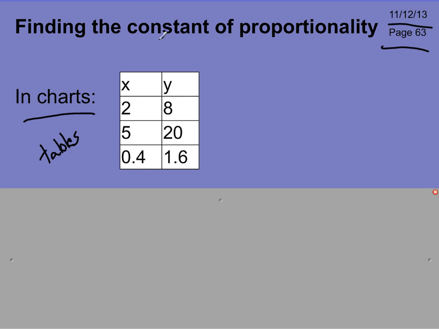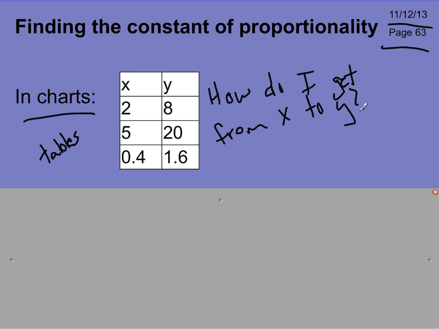So how do we find this constant of proportionality in a chart or a table? You need to ask yourself, how do I get from x to y? Write that down. So if we look at our x's, we have a 2 here. How do I get from 2 to 8? Hopefully you answered multiply by 4.